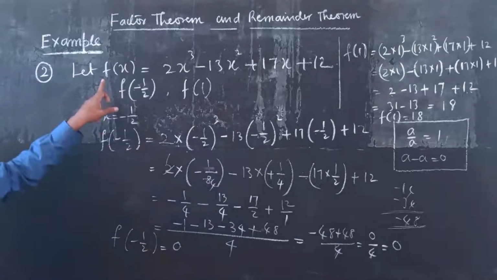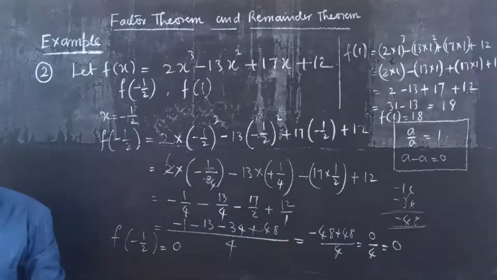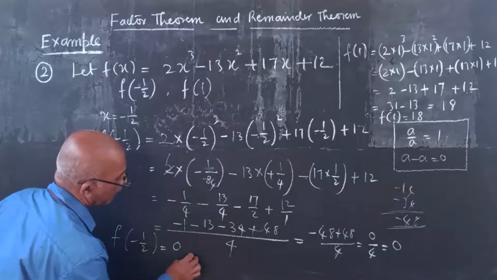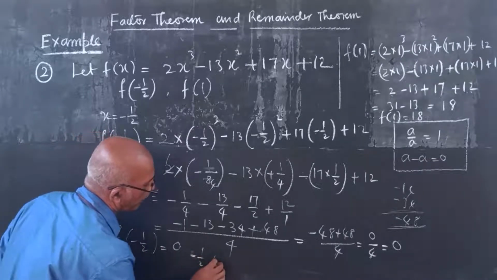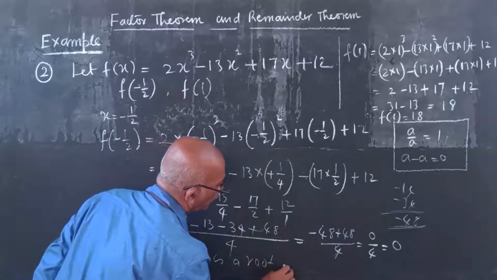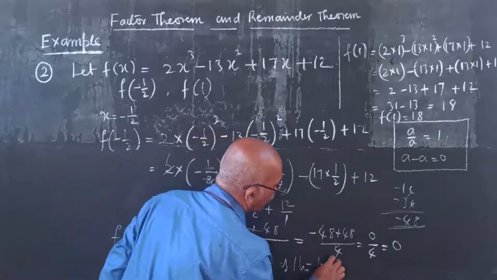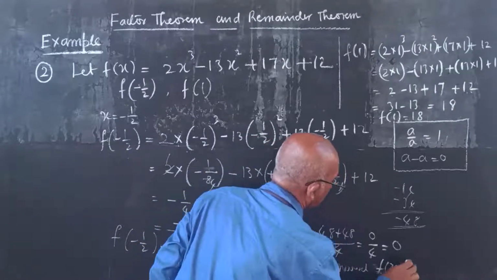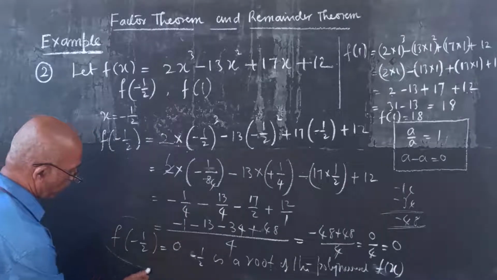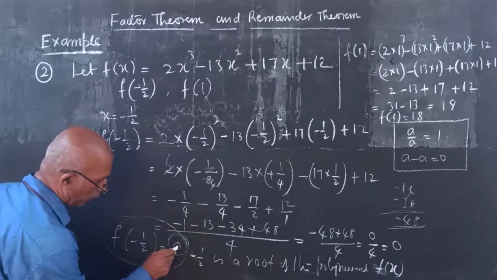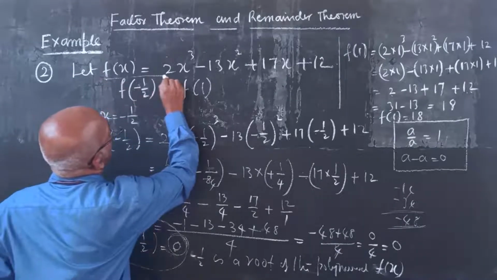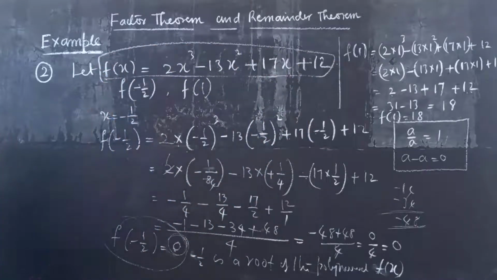0 is the value of the polynomial f of x at x is equal to minus 1 by 2. Here you got f of minus 1 by 2 is 0. We can say minus 1 by 2 is a root of the polynomial f of x. If you get the value of the polynomial as 0, then clearly we can say minus 1 by 2 is a root of this polynomial.